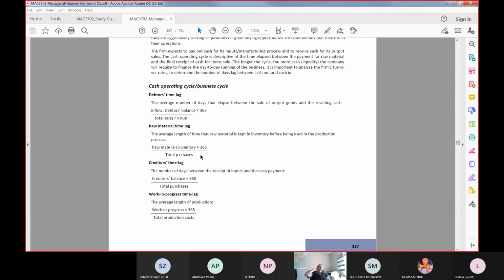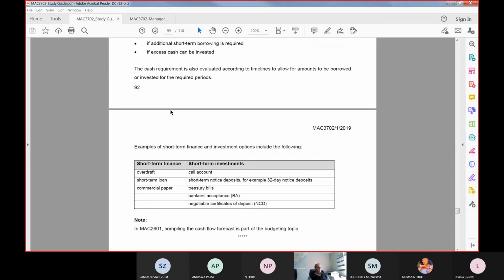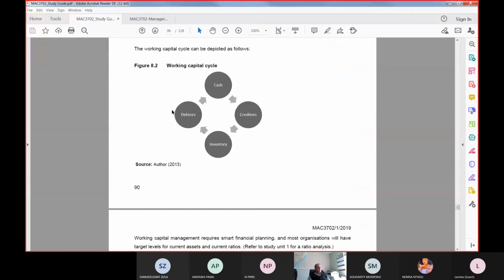Now here are the formulas that you are aware of from when we did the sales analysis. This is the debtors time lag cycle, which is your average debtors balance over your total sales revenue times 365, which gives you the number of days that you compare year to year. The fewer the days, the quicker you move in that wheel. Remember that wheel we discussed earlier. So we must turn around this wheel.